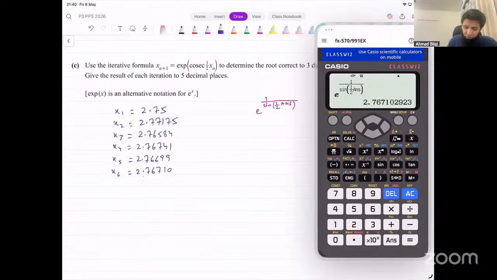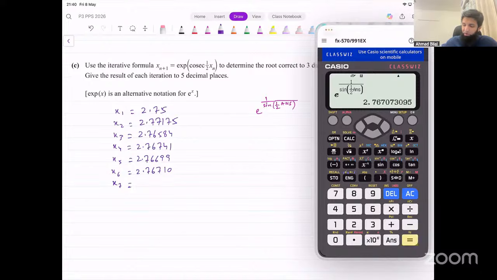It's rounding out to 2.767, right? You can stop here. The difference between these values is only 11 at the end, right? So it's not going to change much after this point. You're allowed to stop if you want. If you want to write a couple of more iterations just to be safe, you can do that as well.